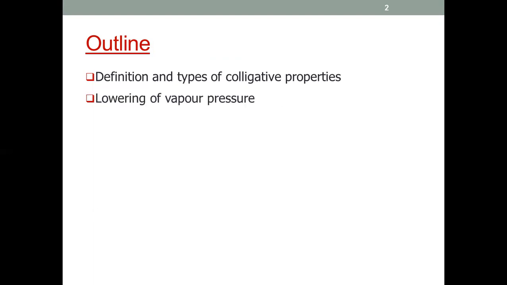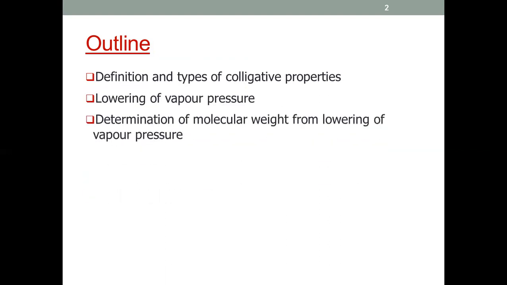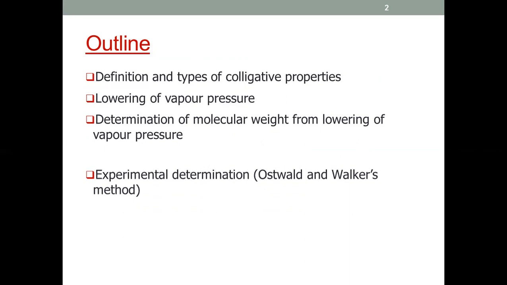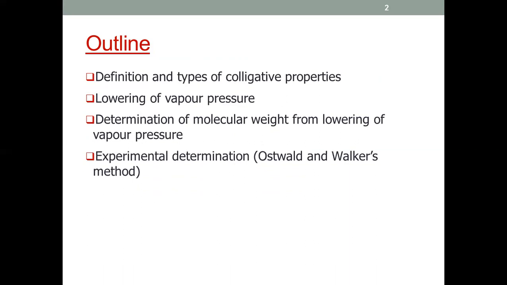So let us see what are the main topics that today we are going to learn. First, we will learn about the meaning of colligative properties and what are their different types and uses. Then we will learn about lowering of vapor pressure and how it is used to determine molecular weight of solutes. Next, you will learn about how vapor pressure lowering is determined experimentally. So let us define colligative properties of solutions.